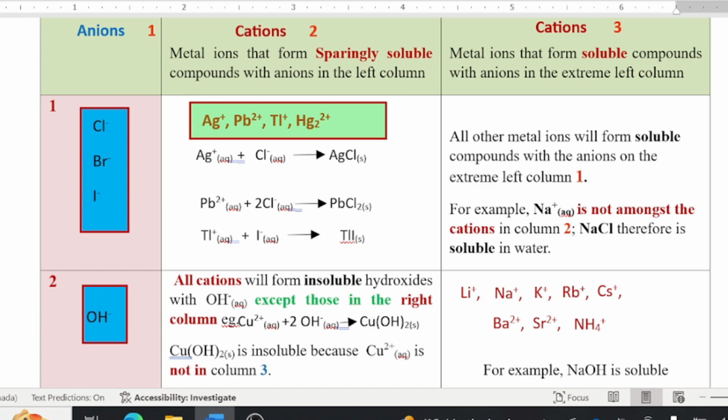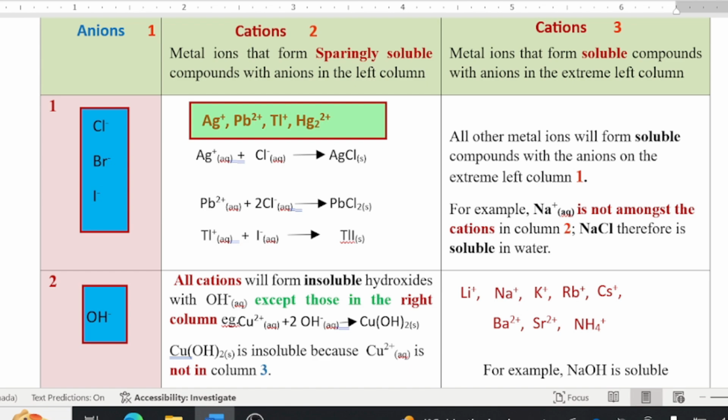Any one of these, if they combine with another aqueous solution that has any of these anions, will form a precipitate. For example, if I mix silver nitrate with, say, sodium chloride, this silver will react with the chloride ion to form silver chloride. Lead-2 and chloride, lead-2 chloride. Lead and iodide will give you a precipitate. Now what happens across there?